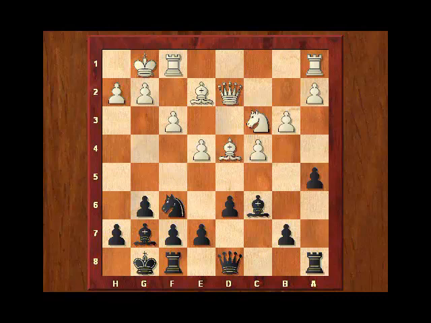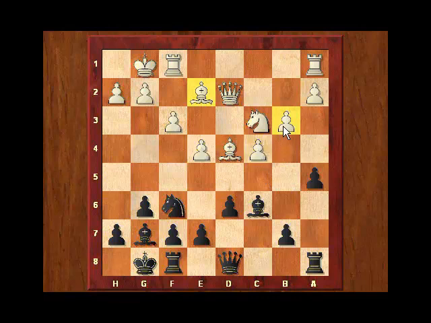Both sides have the pairs of the bishops, and also both sides have a knight. But maybe we can say just a little bit more about that here. If we look at this bishop, for instance, we could say it is technically bad, because it's sitting on the color of its own pawn chain, right? So there's not so much mobility here for the bishop on e2.